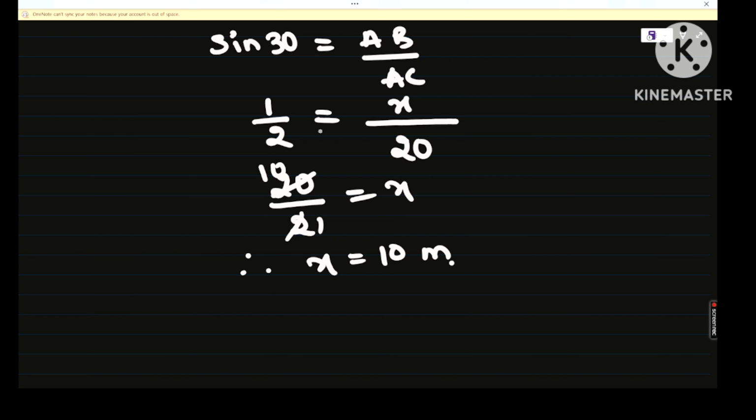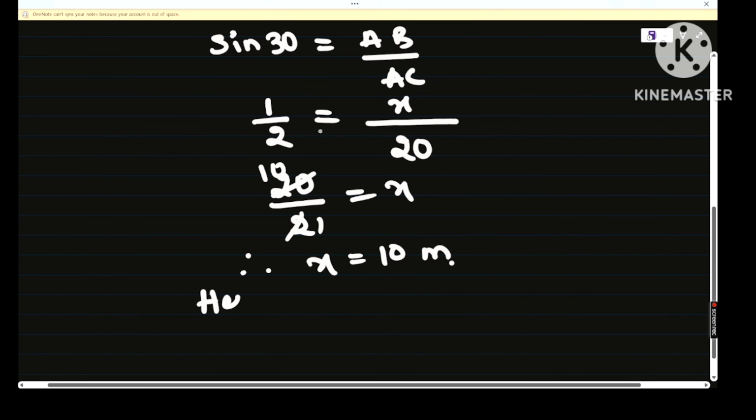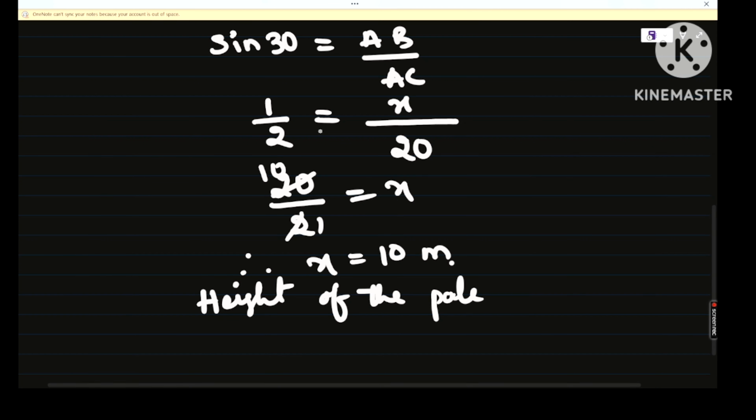So what is x? The height of the pole. Therefore, the height of the pole is 10 meters.